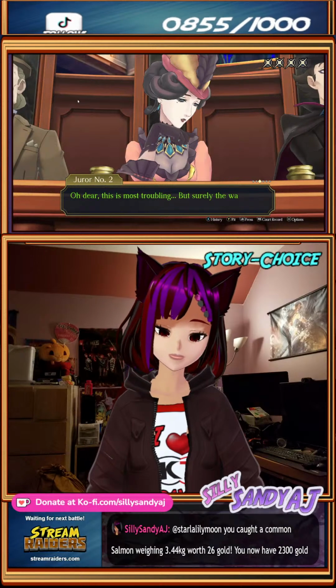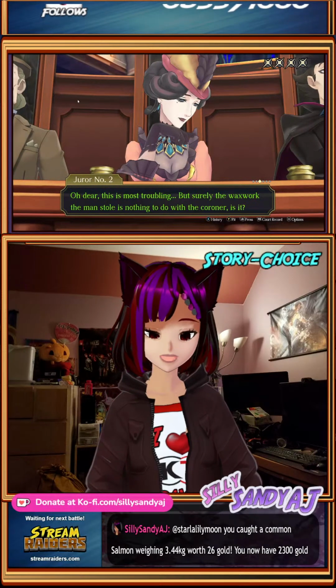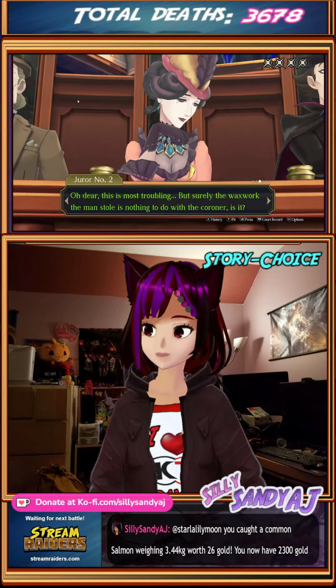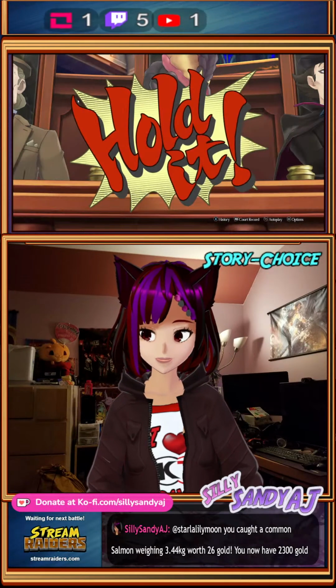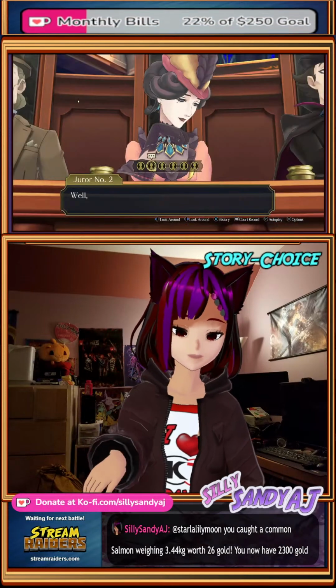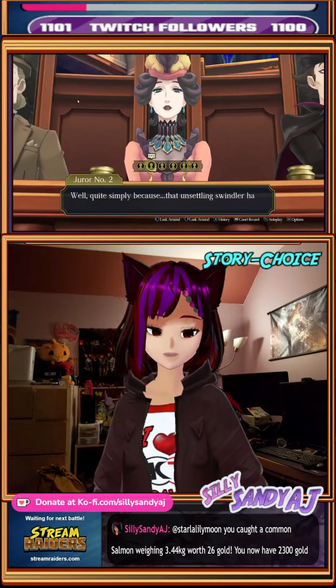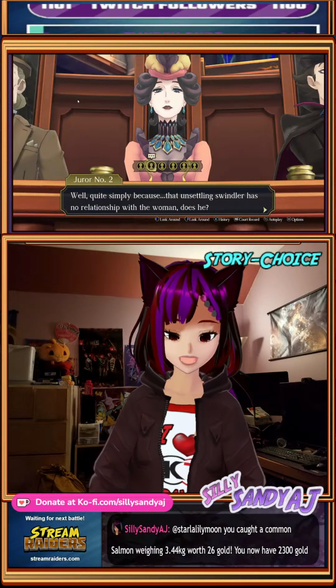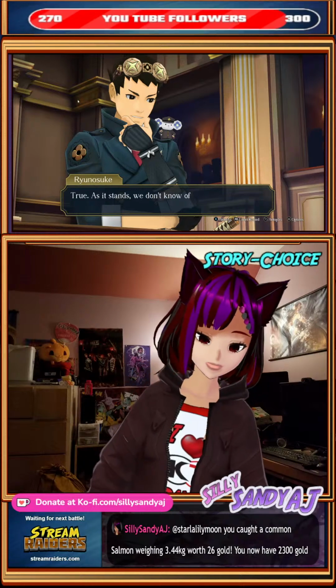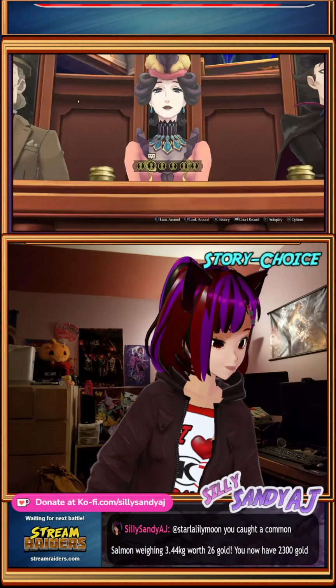Oh dear, this is much troubling, but surely the waxwork the man stole has nothing to do with the coroner, does it? I think she might be the one who has a key. Hold it! Why would you assume that? Well, it's quite simply because that unsettling swindler has no relationship with the woman, does he? True. As it stands, we don't know of any connection.